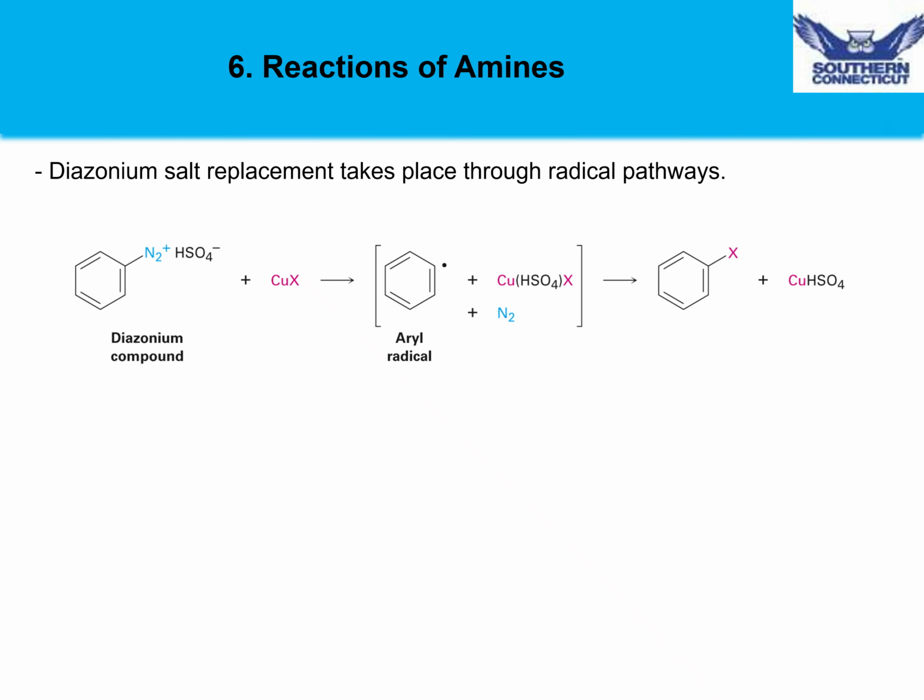Without going too much into the details, it is believed that this reaction occurs through a radical mechanism where the copper adds an electron, leading to breaking the carbon to nitrogen bond, giving us this aryl radical, which then reacts with whatever X group is on the copper. It could be a halogen or a cyano group to give us the final product.